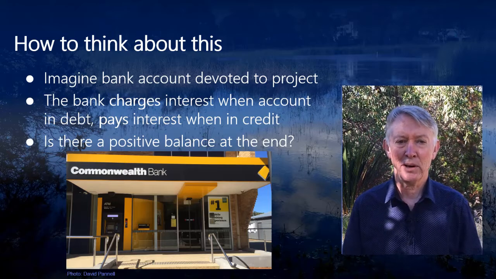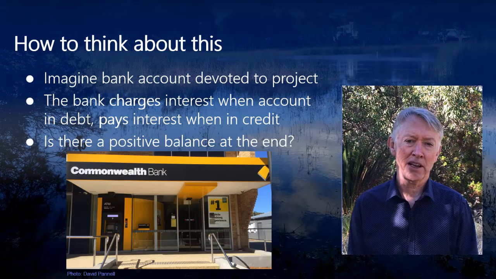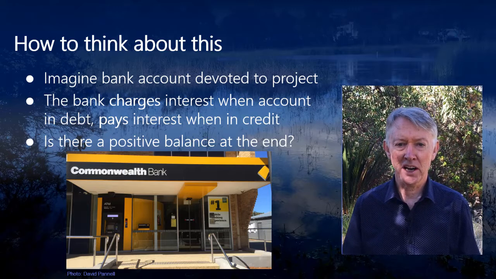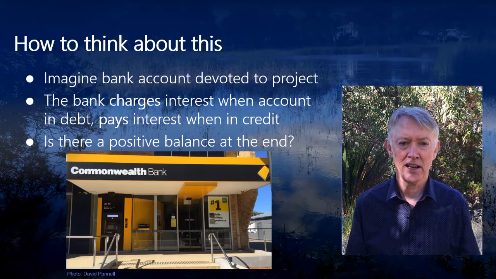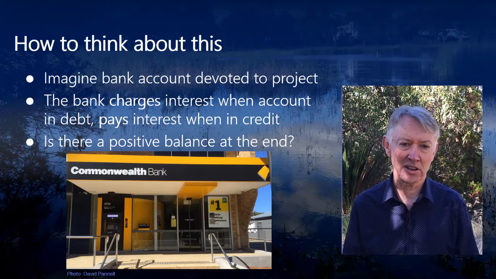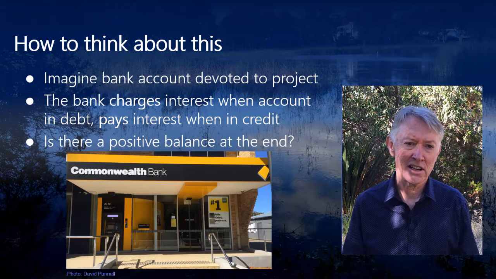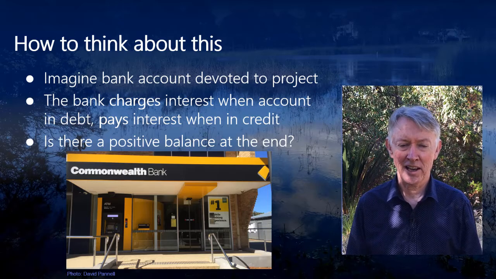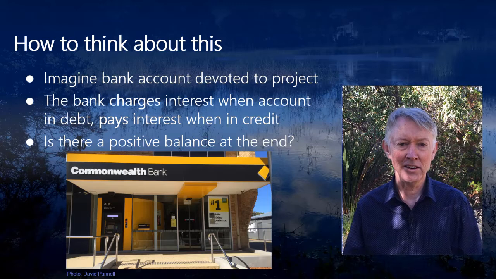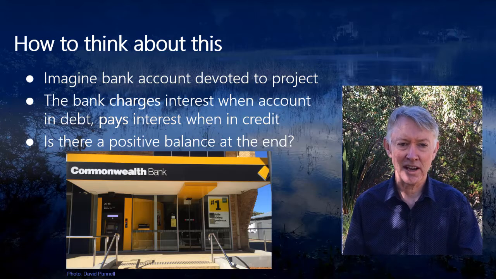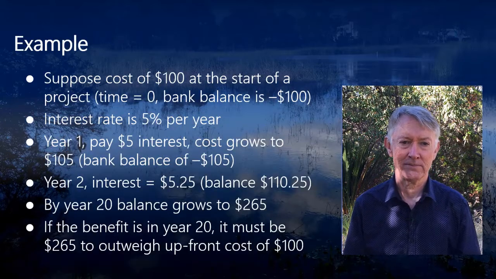Here's one way to think about this. Imagine that there's a bank account devoted to the project that you're evaluating. The bank charges interest when the account is in debt, and it pays interest when the account is in credit. And the question we're interested in our benefit cost analysis is, is there a positive balance at the end? Do the benefits at the end of this time period outweigh the costs, factoring in the interest payments or the interest receipts, bringing in this extra factor of the interest?